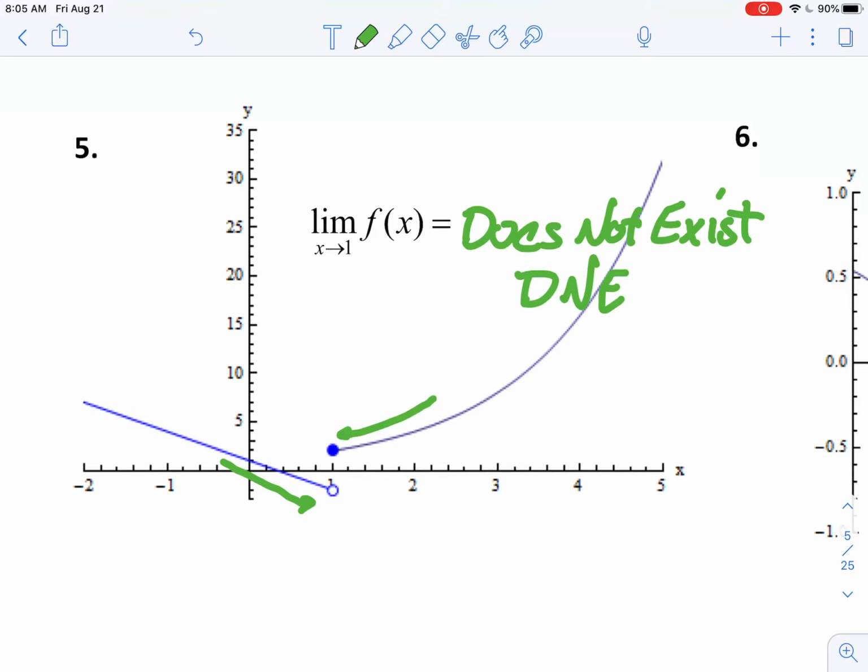So for a limit to exist, basically, if you were using your fingers to go along this graph from both sides towards one number, your fingers would have to come together. If they're separate, it does not exist.